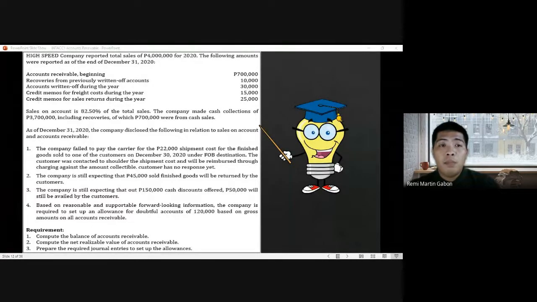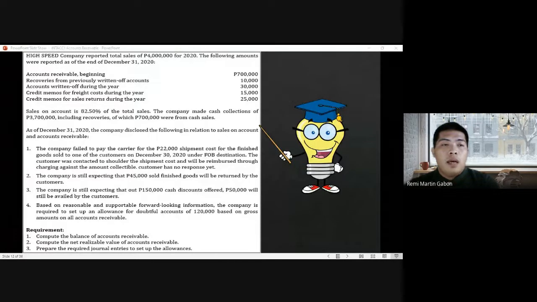But how does this number two differ from the credit memos of sales return of 25,000? The 25,000 is essential for the computation of the ending balance of accounts receivable, because the term credit memos means there is an actual sales return. But the 45,000 in number two has no actual sales return yet. We are anticipating that there will be sales returns. Actually, the sales return for purposes of setting up an allowance is a sales return allowance or sales allowance account. If we're going to journalize the 25,000, we debit sales return and credit accounts receivable, because there is an actual return already.